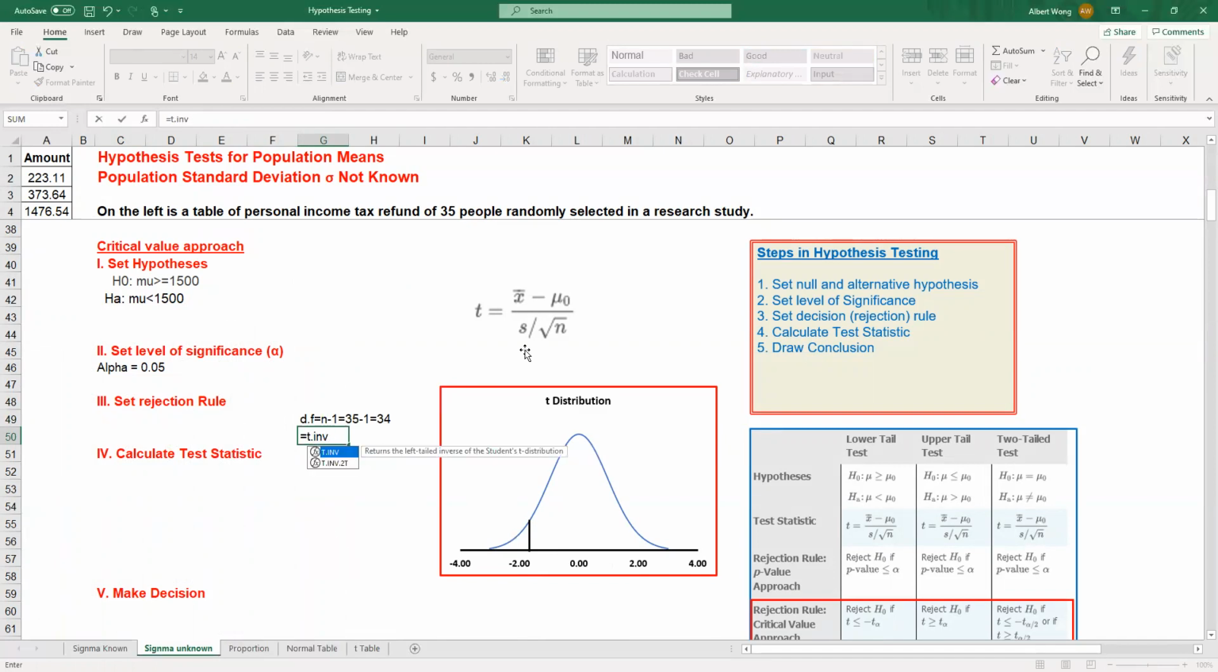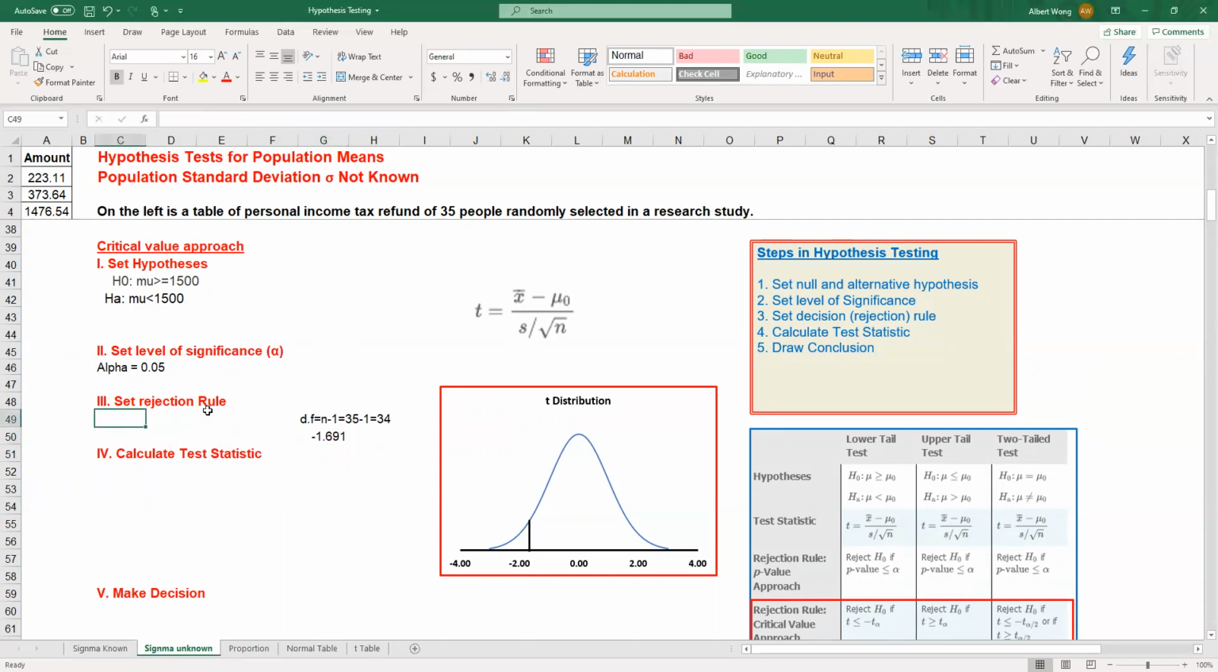The tail area is 0.05 because alpha is equal to 0.05. The degree of freedom is 34, and that's it. And that number is negative 1.6909. So if you keep only 3 decimal places, it will be negative 1.691 as we found. So we say reject H0 if t is less than negative 1.691.